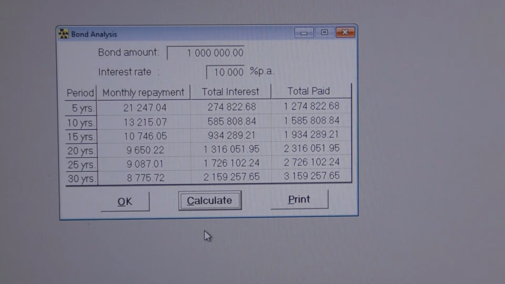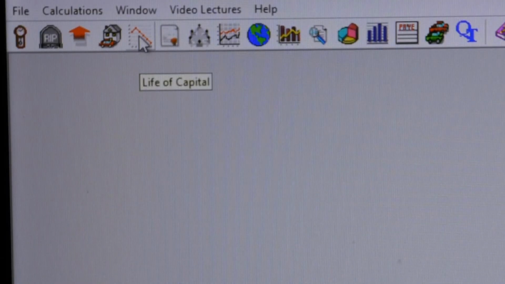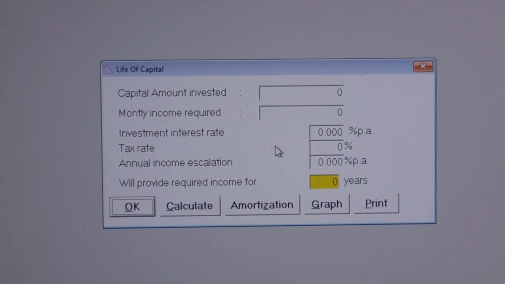The third calculator shows the different repayment amounts and interest amounts for a loan amount repaid over different terms. This icon opens the Life of Capital calculator. This calculator shows how long an invested capital amount would provide an inflation-linked income, optionally with tax rates included.